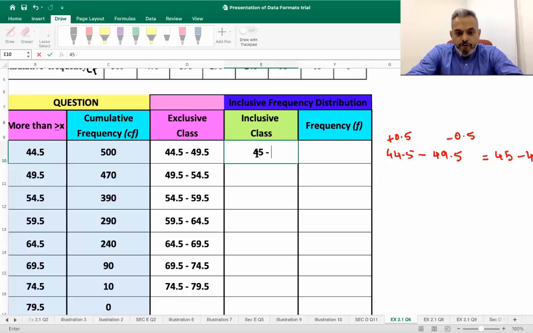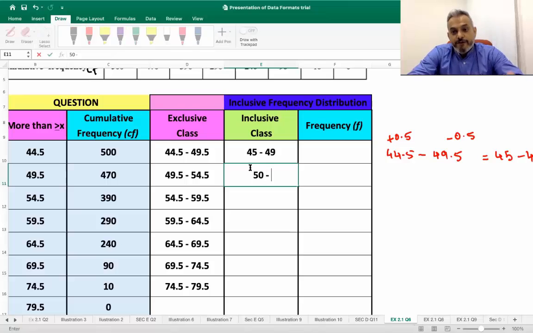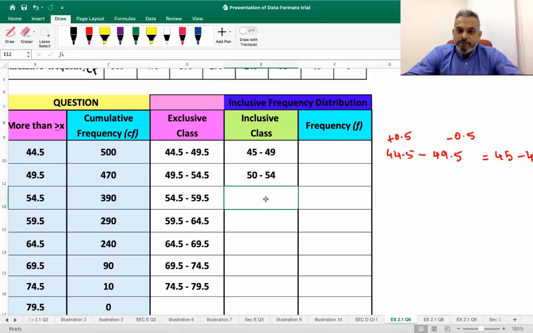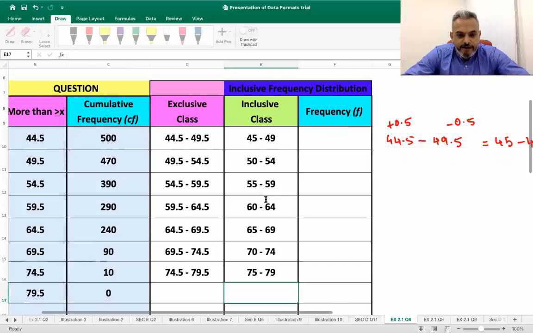45 to 49. Next class: 49.5 plus 0.5, so that is 50, and 54.5 minus 0.5, so 54. Now you know the flow of how to go. Now you can do it directly: 55 to 59, 60 to 64, 65 to 69, 70 to 74, 75 to 79. That's it. Now check.